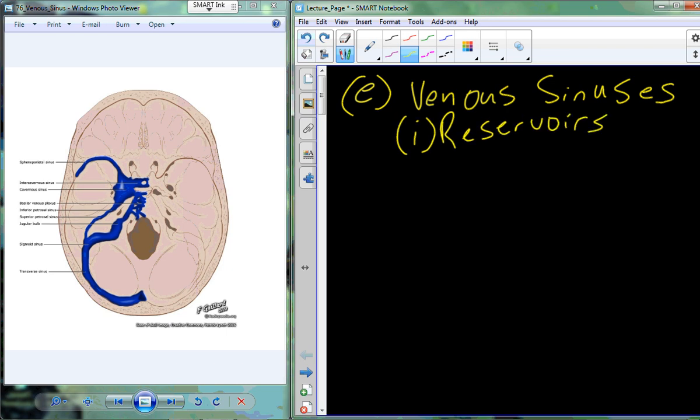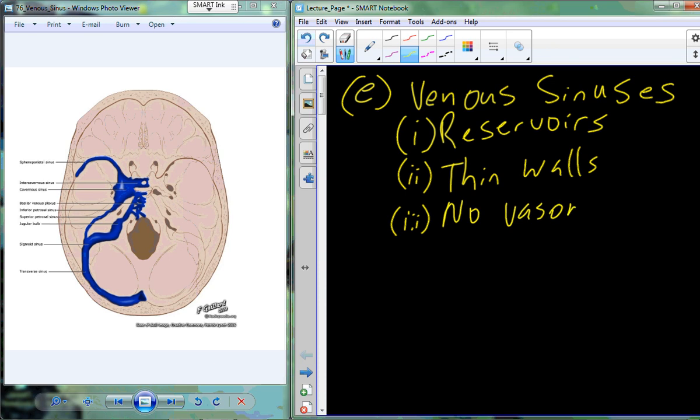So these are reservoirs that are catchments for blood. They have thin walls. And they basically are just points of storage along the way. One of the places is going to be here, just at the base of the brain in the skull. They have no capabilities for vasomotion. In other words, we cannot reduce or increase the diameter of these vessels.